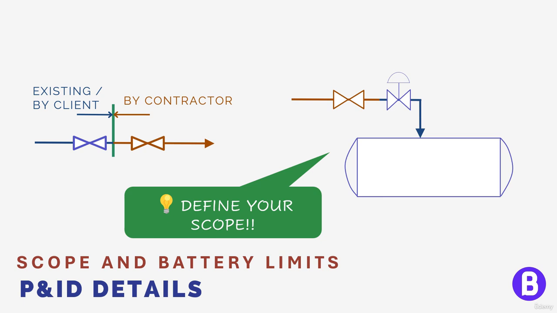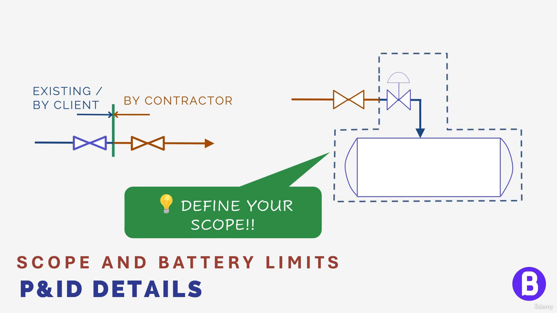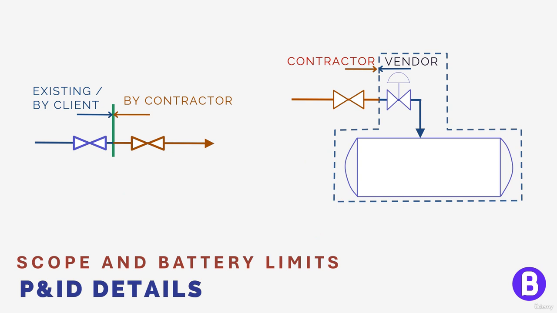The package supplier is expected to supply all the components of a package, including its piping, equipment, instruments, etc. Now, we are expected to define what we are expecting the package vendor to provide and what we shall purchase. So, we shall draw this dashed box. What's inside this box, which is in blue, shall be provided by the vendor. And we shall provide the valve and interconnecting piping in red, which is outside the box.